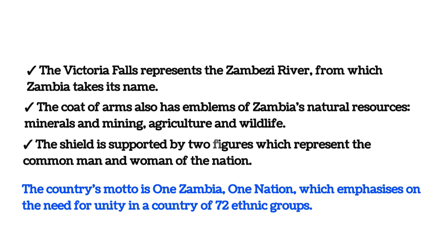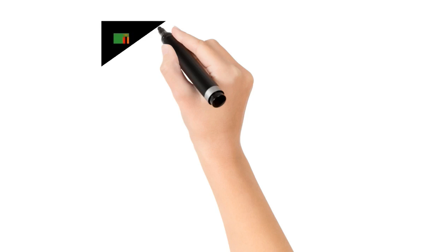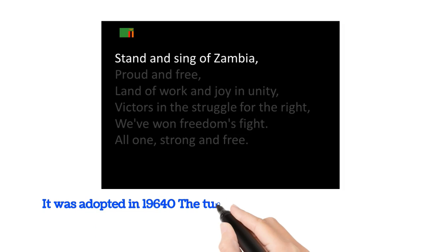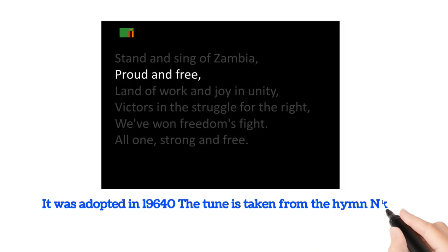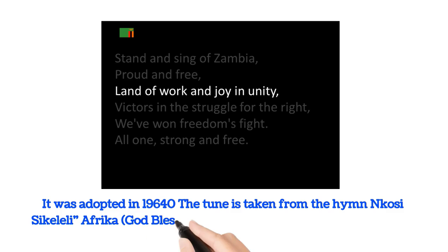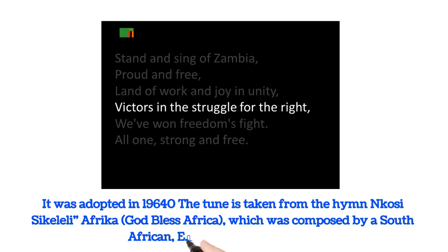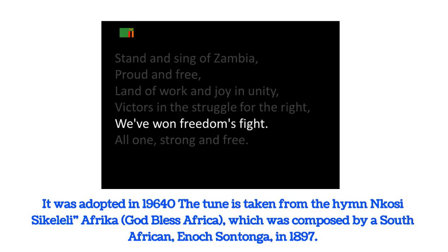ethnic groups. The third and final symbol of national identity that we are going to be talking about is the national anthem. It was adopted in 1964. The tune is taken from the hymn Nkosi Sikelel' iAfrika, which means God bless Africa. It was composed by a South African, Enoch Sontonga, in the year 1897. So these are the three symbols of national identity that Zambia has. I encourage you to know them, master those.